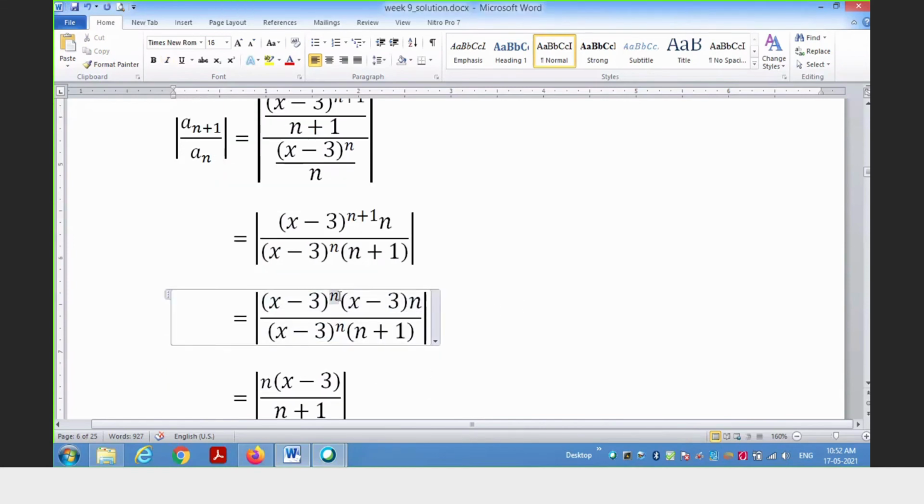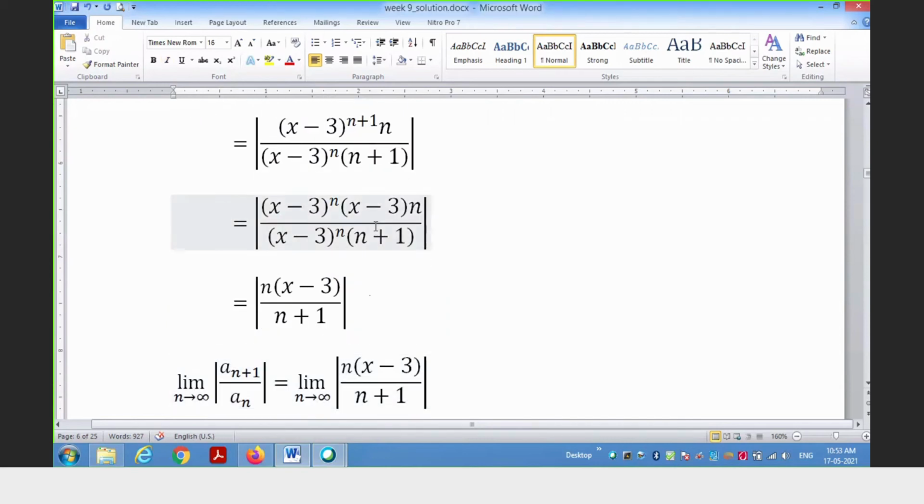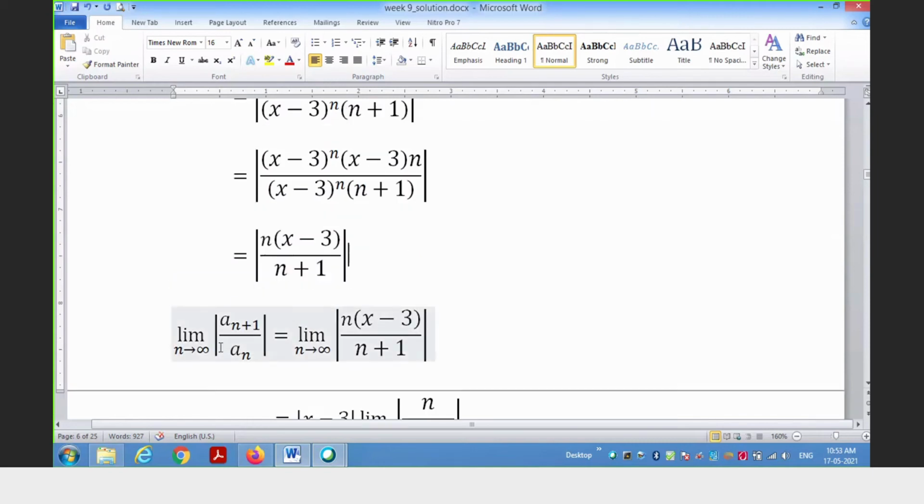So you can cancel (x minus 3) to the power of n and (x minus 3) to the power of n. The rest remain unchanged. Now you have simplified this. You have (x minus 3) times n over n plus 1. Okay, and take the limits.